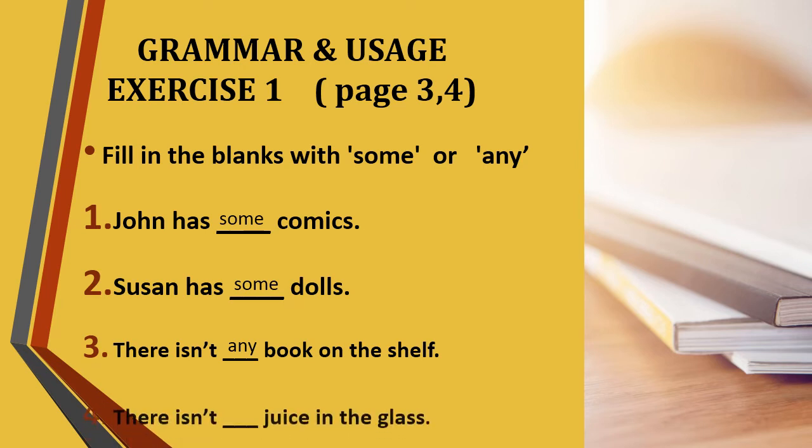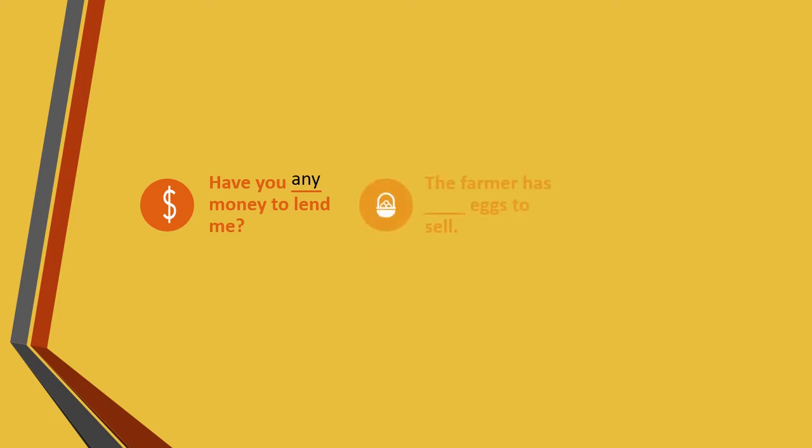Number 4 sentence is, there isn't dash juice in the glass. There isn't any juice in the glass. Next is, have you dash money to lend me? What comes in the blank? Any. Have you any money to lend me? The farmer has dash eggs to sell. What comes in the blank? Some. The farmer has some eggs to sell.